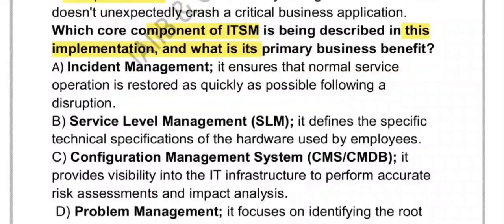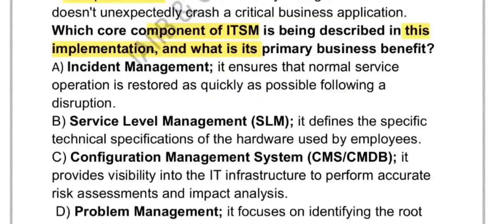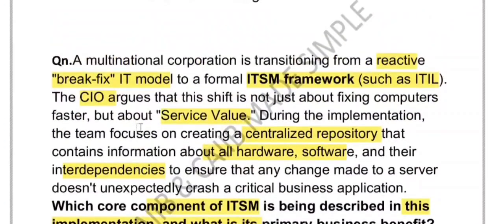Now let's have a look at the step-by-step logic, how to go about thinking about this particular question. Think about it like this. So friends, what are the clues that they have given? Let me highlight the clues. The first clue they have given is the centralized repository. The second thing is that they store all the assets and their relationships. The third clue they have given is that it is used to analyze impact before making a change.